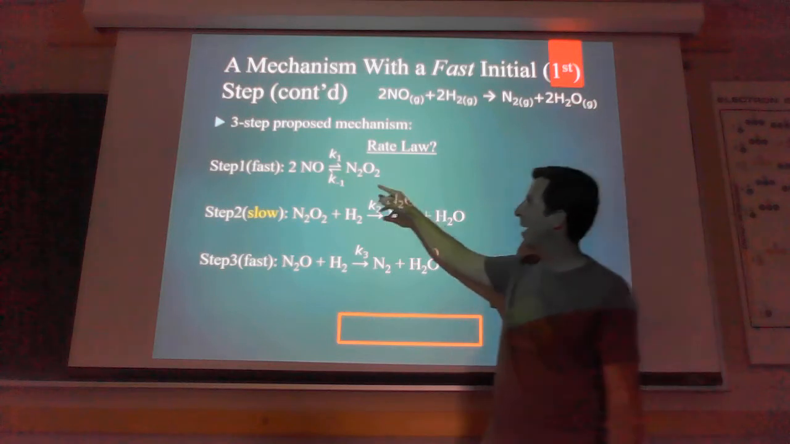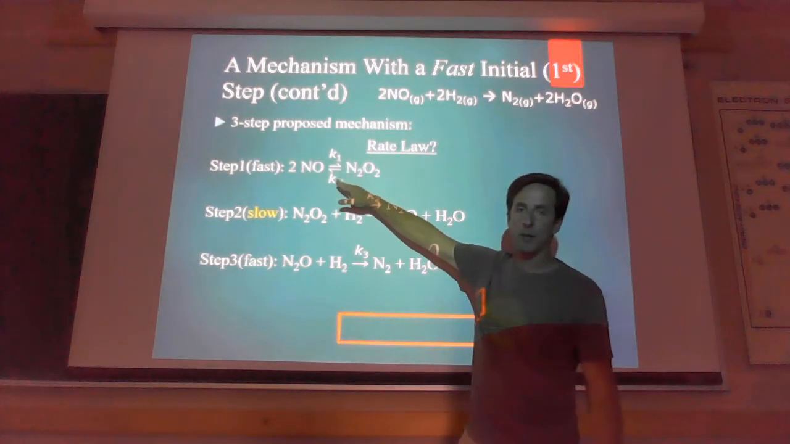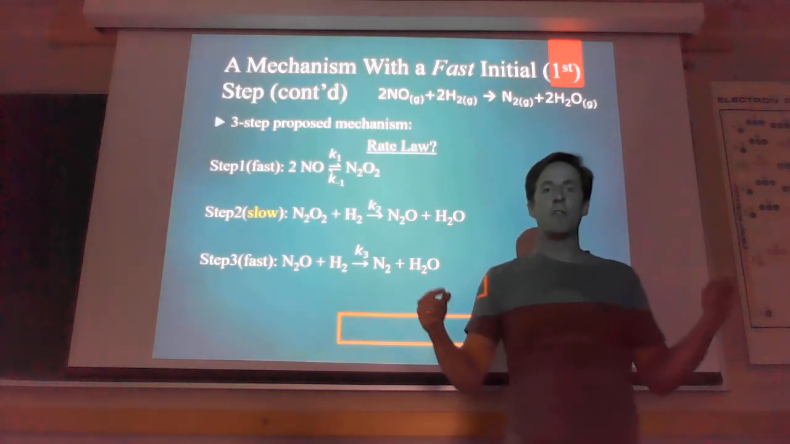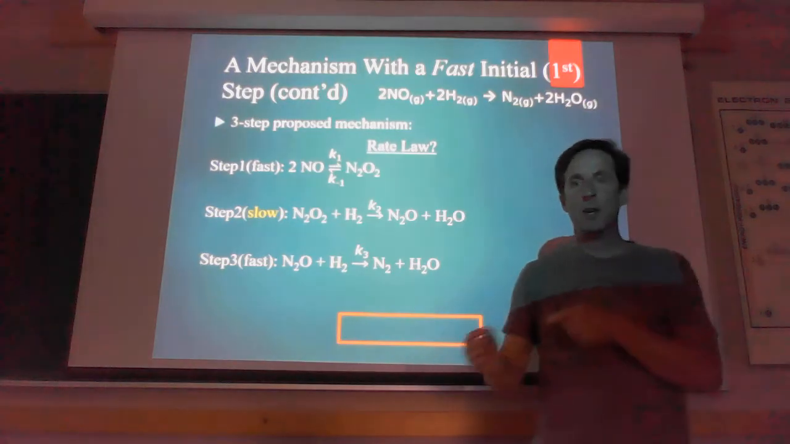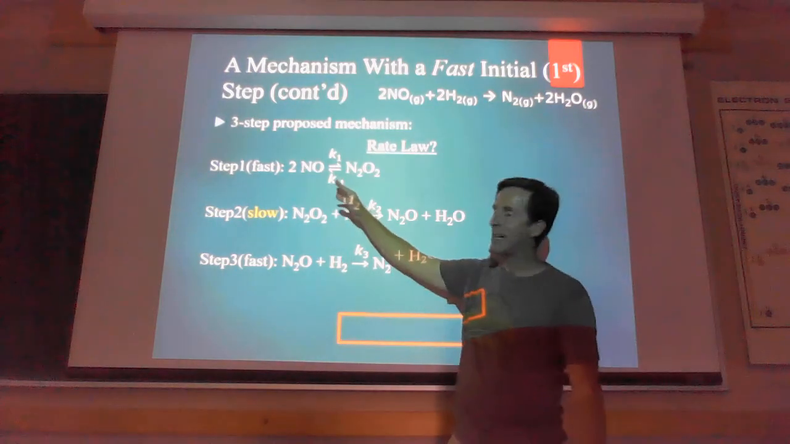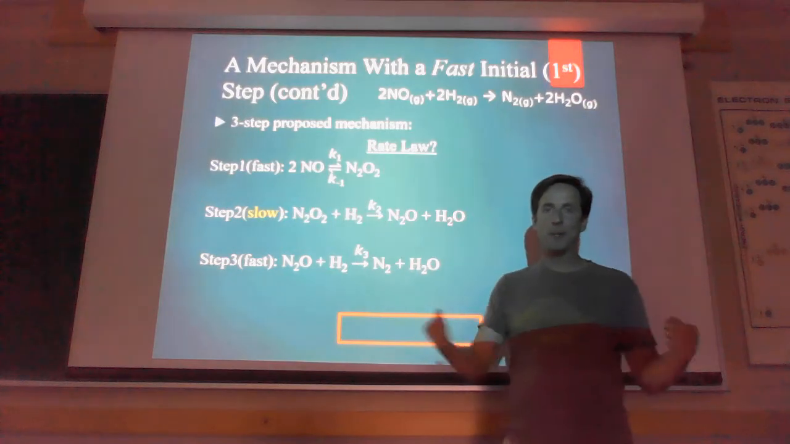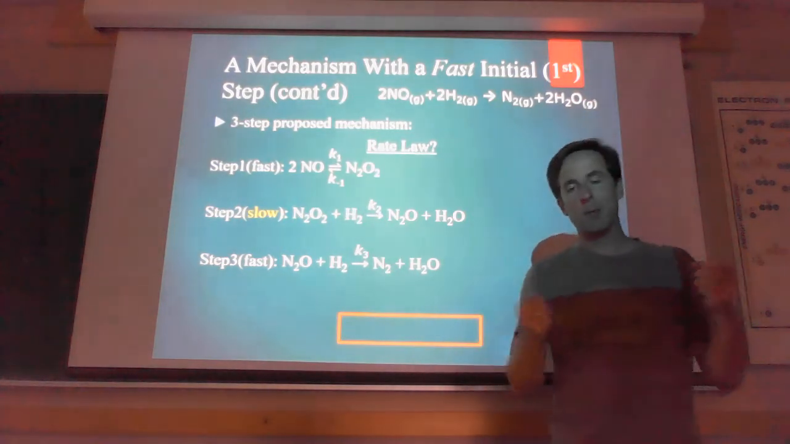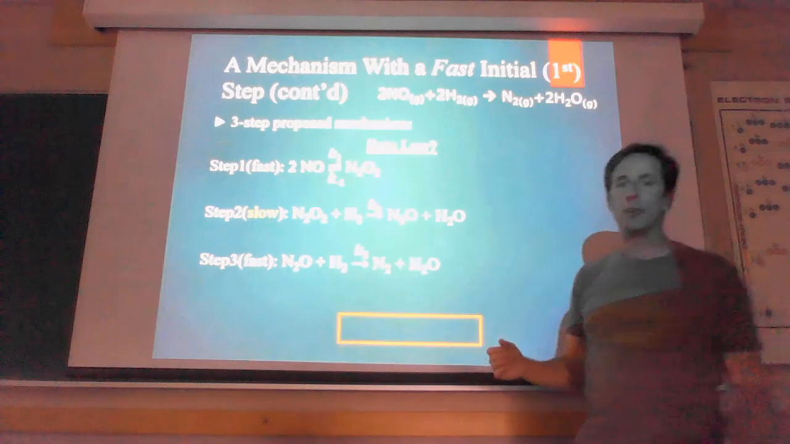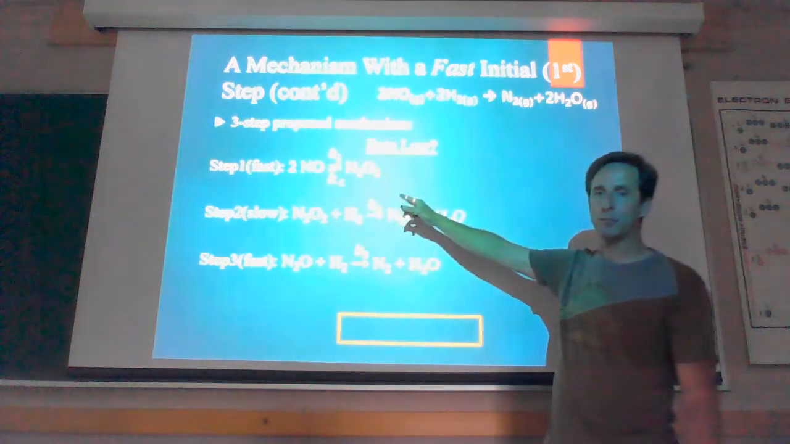So the first step, notice the double arrow here, is called a reversible step. Okay? So this reaction is a fast reaction. When they bump into each other, they just bind, and then when they bump into something else, they fall apart. So the reaction is fast in both directions.